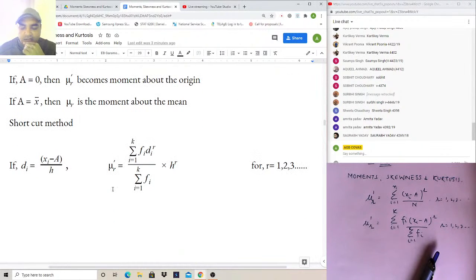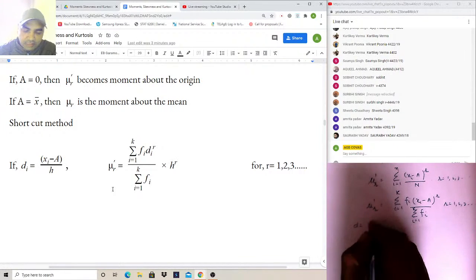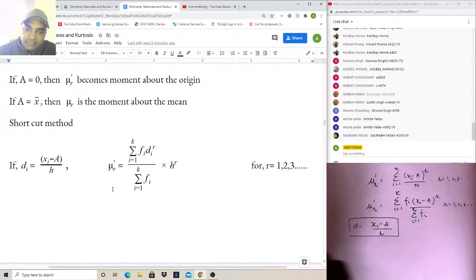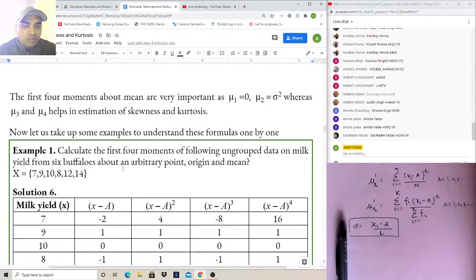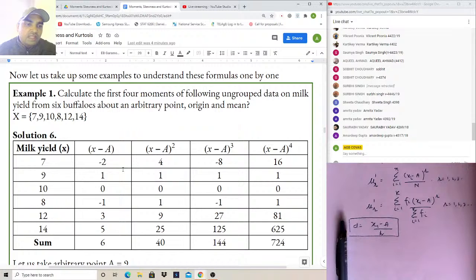Then we have the shortcut method. In the shortcut method, we define d is equal to (xi minus a) upon h. You might have calculated the mean with this shortcut method. Similarly, these moments can also be calculated using the shortcut method. The first four moments about the mean are very important: mu1 is equal to 0, mu2 is equal to sigma square, and mu3 and mu4 help in the estimation of skewness and kurtosis. Now let us see these things with an example.